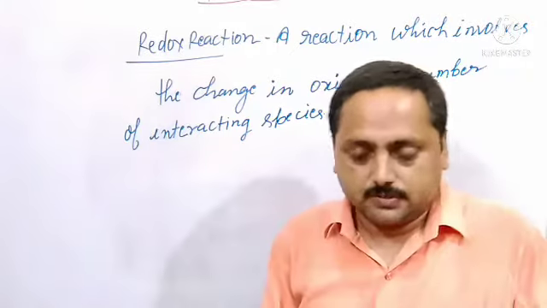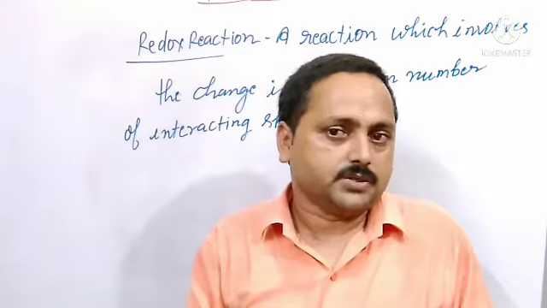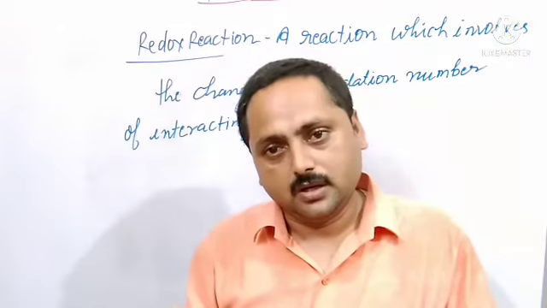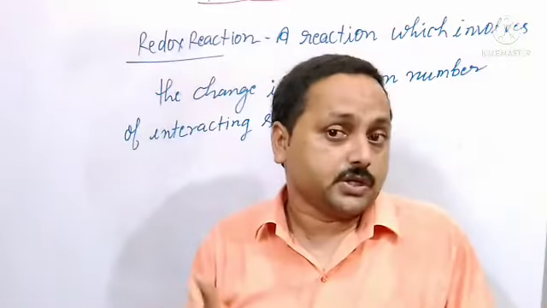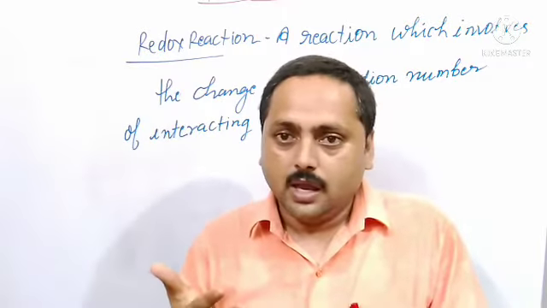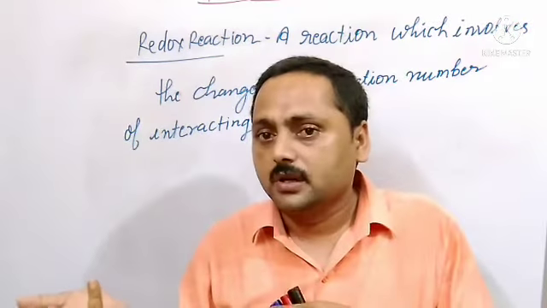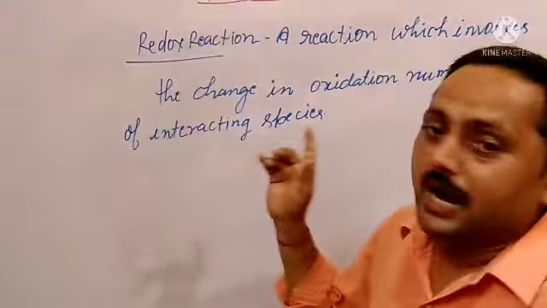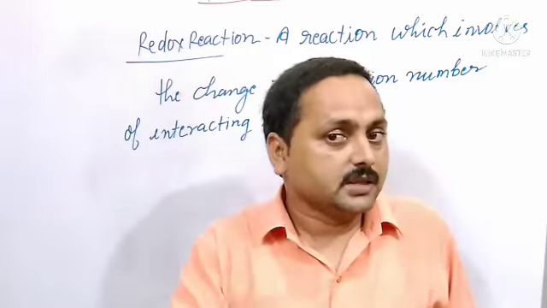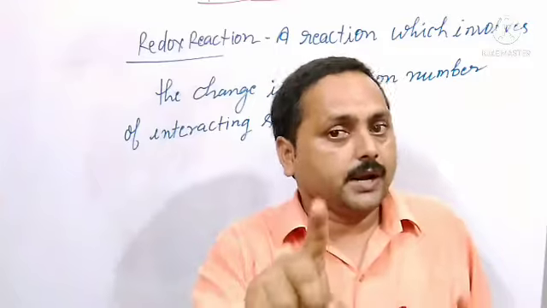Before this we discussed what oxidation means. An increase in oxidation number is known as oxidation. A decrease in oxidation number is known as reduction. An element which can increase the oxidation number of other elements is known as an oxidizing agent. An element which can decrease the oxidation number of other elements or interacting species is a reducing agent. A redox reaction is a reaction which involves change in the oxidation number of interacting species.